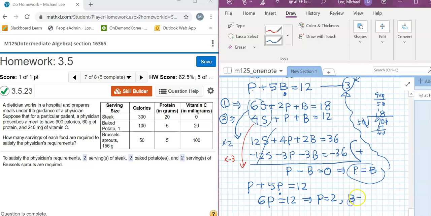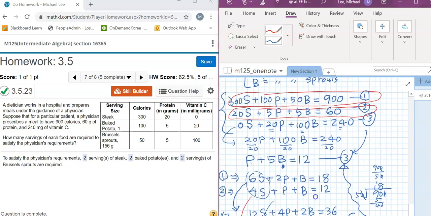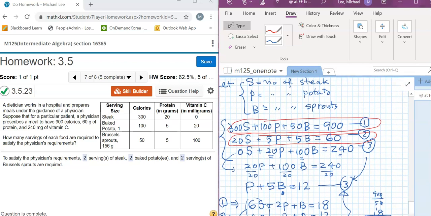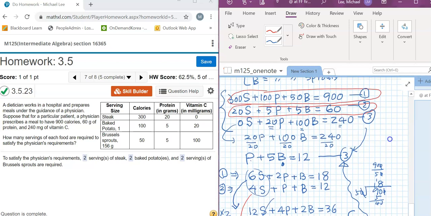Then B equals 2 because P equals B. Now we need to find S. So where do you go to find S? Wherever you have S. Okay, so I'm going to go to S.